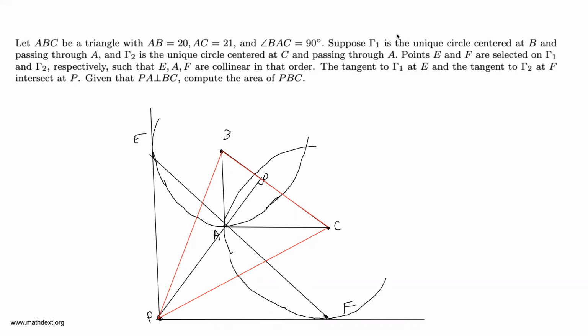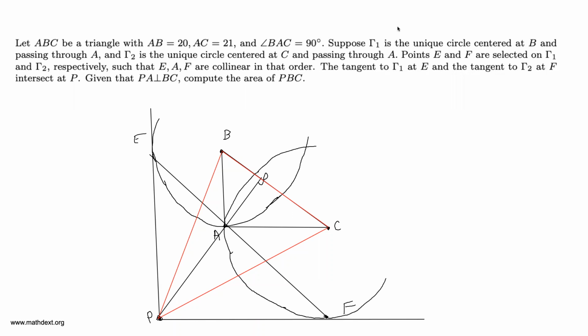The problem reads: let ABC be a triangle with AB equals 20, AC equals 21, and angle BAC is 90 degrees. Suppose that gamma 1 is the unique circle centered at B and passing through A, and gamma 2 is the unique circle centered at C and passing through A. Points E and F are selected on gamma 1 and gamma 2 respectively, such that E, A, and F are collinear in that order. The tangent to gamma 1 at E and the tangent to gamma 2 at F intersect at P. Given that PA is perpendicular to BC, compute the area of PBC.